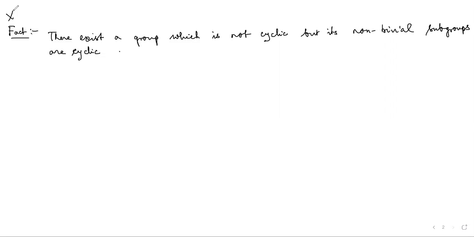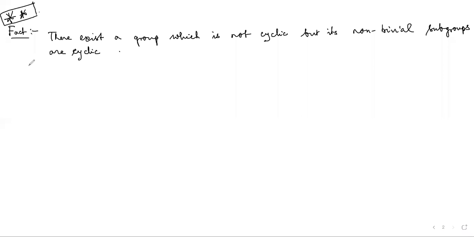Very important fact. From there, online questions, MCQ type questions may be asked. So you have to remember: does there exist a group which has non-trivial cyclic groups as subgroups, but the group is not cyclic itself? The answer is yes. The Klein's 4 group is such a group. So this is a very important example.